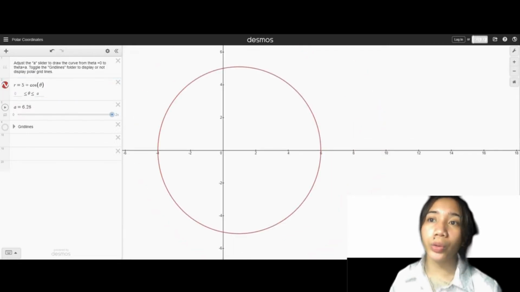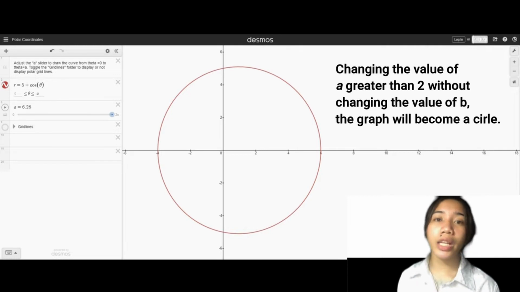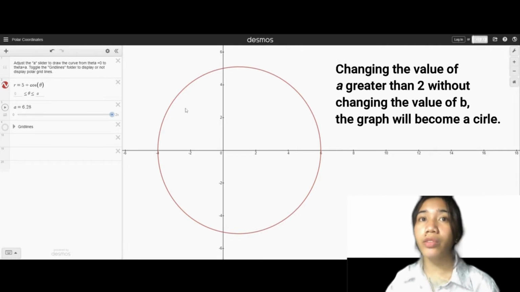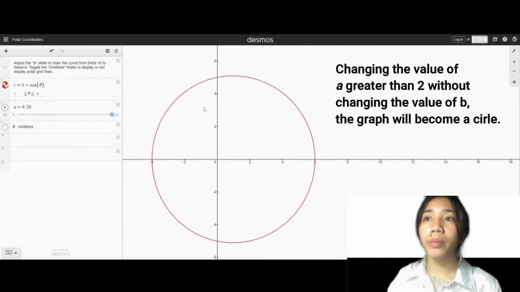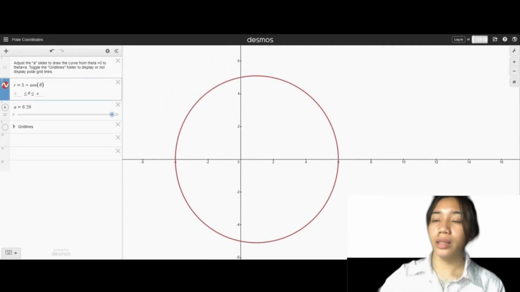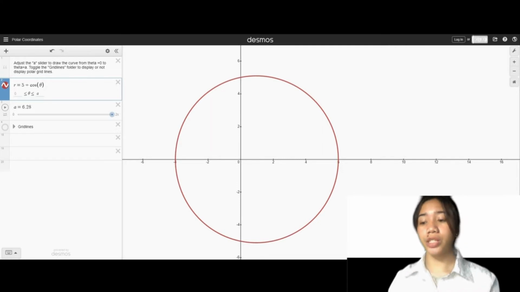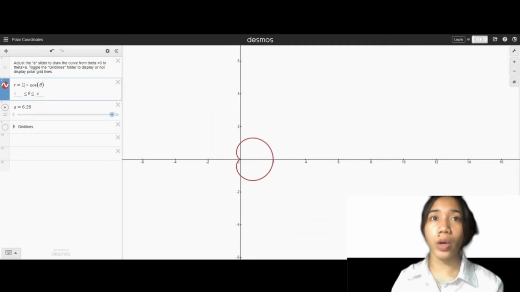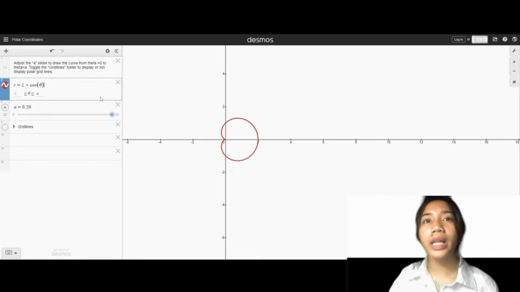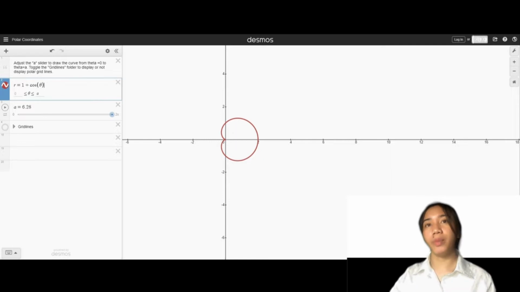Therefore, we have concluded that if we change the value of a without changing the value of b, especially if a is greater than 2, the graph will become a circle. Now, what if this time we change the value of b? So we will change back the value of a into 1. Then we will just focus on the value of b. So what will happen if we change the value of b?